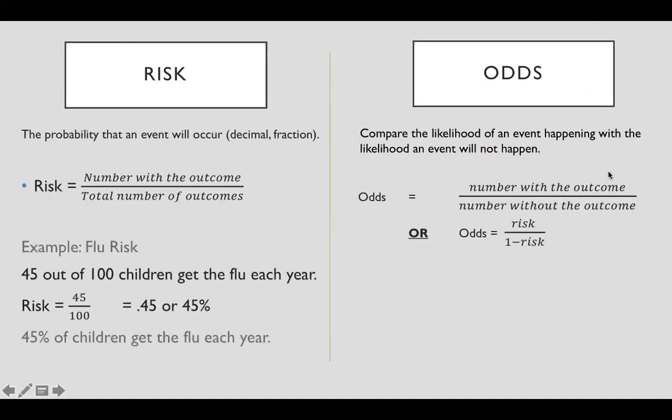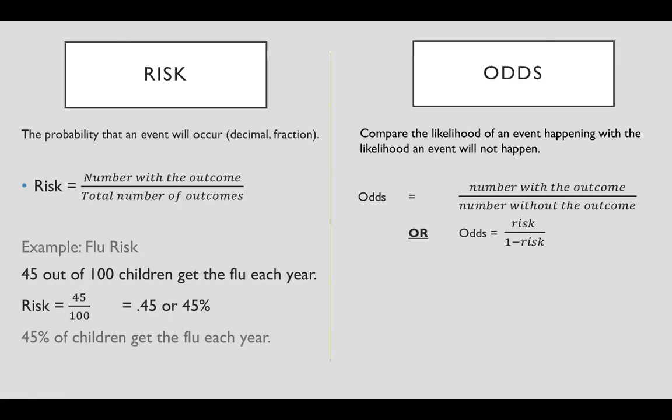All right, so now we're going into risk and odds. We're going to start with risk. Risk is the probability that an event will occur. You can calculate risk by taking the number with the outcome divided by the total number of outcomes.